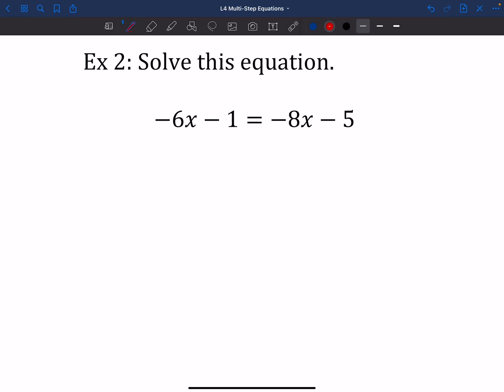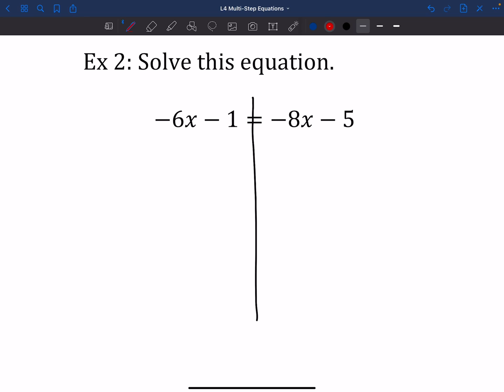So first thing I'm going to do here, and if this helps, I'm going to put out this little bar to kind of keep the sides separate. I'm going to think through my steps up at the top of the page. I don't need to distribute because I don't have any parentheses. All right, cool. I don't have any like terms that are on the same side, so I don't need to combine any like terms. Cool, all right.